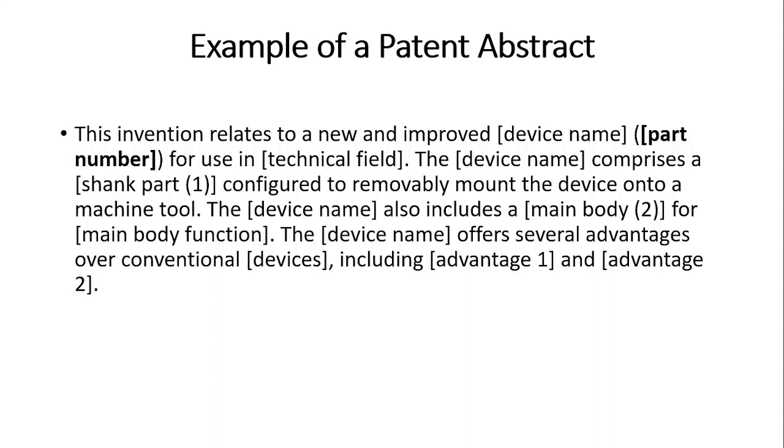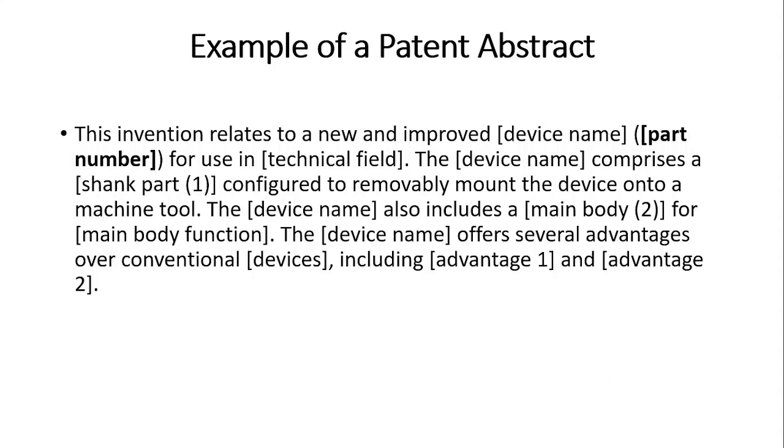Comprises here, which are all the parts. Here the first part is to manufacture the machine tool, meaning the first part is a shank part configured to removably mount the device onto a machine tool, which can be located on the machine tool. So that you may clearly define that. After that, inside the brackets you may give the machine toolbar name, or otherwise sugarcane harvester. Whatever you invented, you give the name here. Also includes, here, what are all the sub-components of your product. In my machine toolbar there is a main body. The part number is 2.